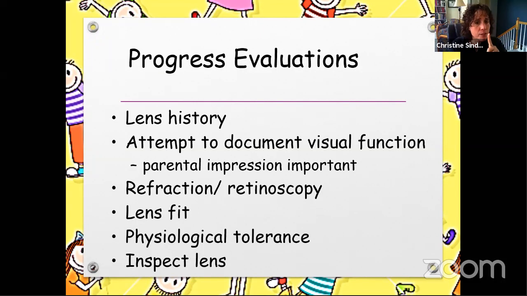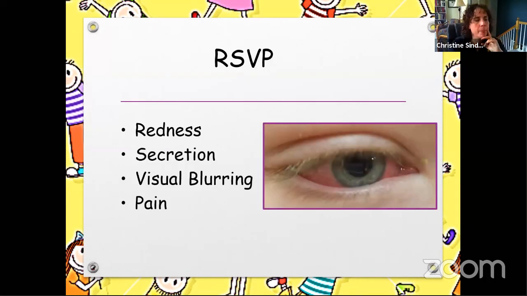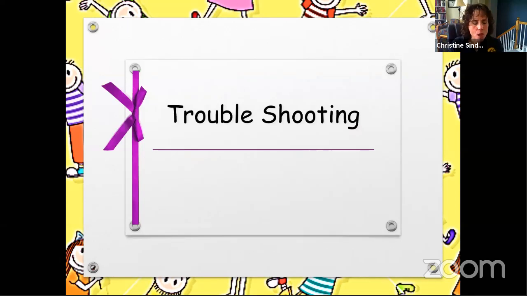Remember, with a Silsoft lens, once it's hazy, it means the coating is gone and you have to throw it away. It does not mean that it's dirty. It means that the coating is gone, versus a gas permeable material can get deposits on it that can be removed. You always ask if there's redness, secretion, visual blurring, or pain, and then document that in the chart. Again, I'm a huge fan of taking photos and documenting that.